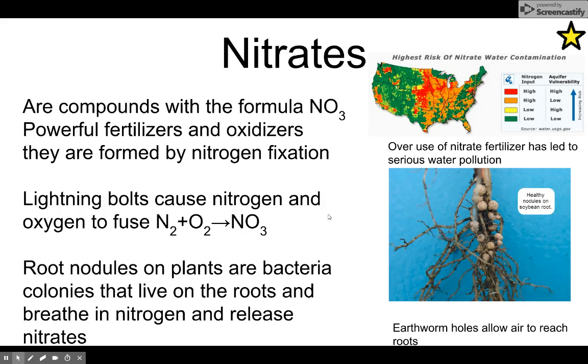Now, unfortunately, we have been so good at making artificial nitrates to add to our soil to improve the growth beyond what natural nitrification would cause, that we've actually made it a serious pollutant. We've over fertilized to the point that nitrates are now a pollutant.